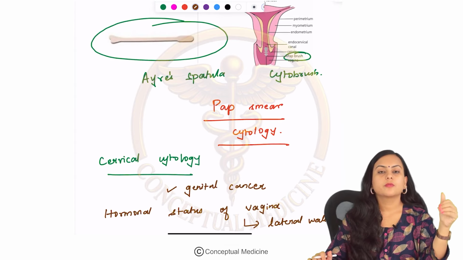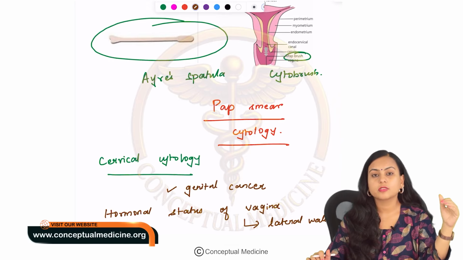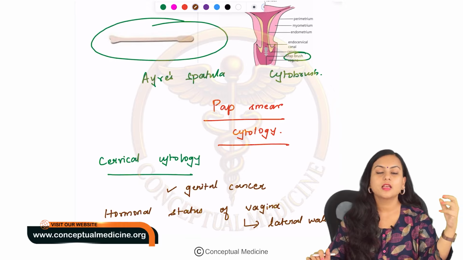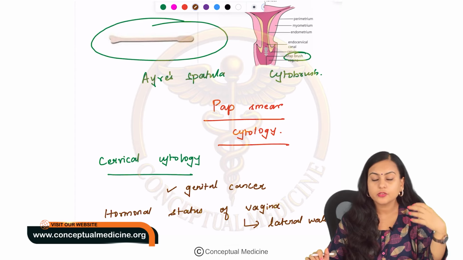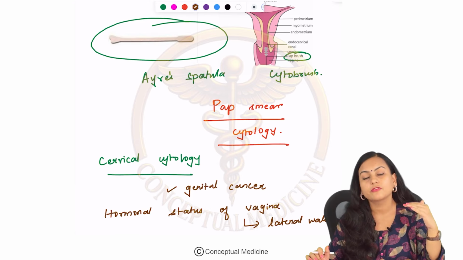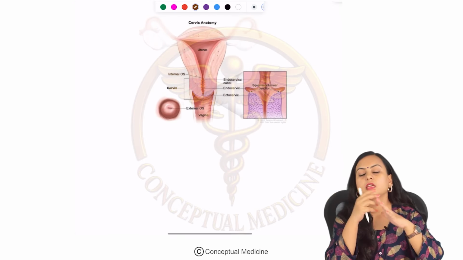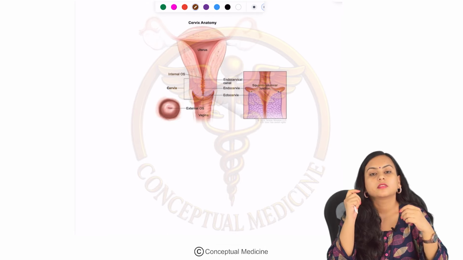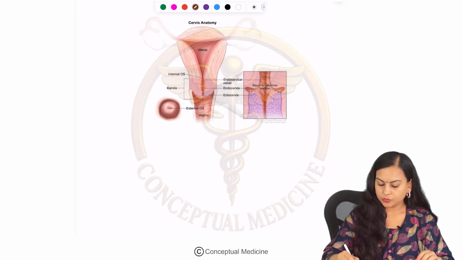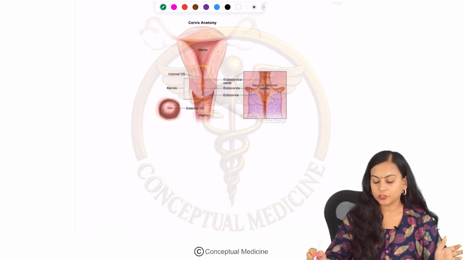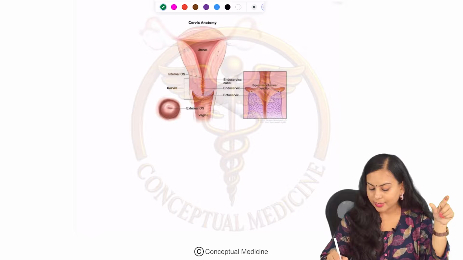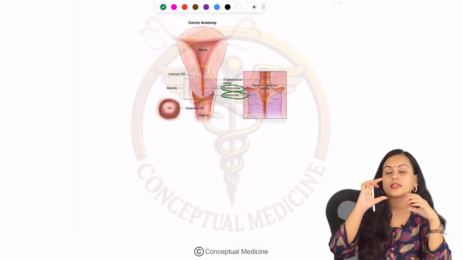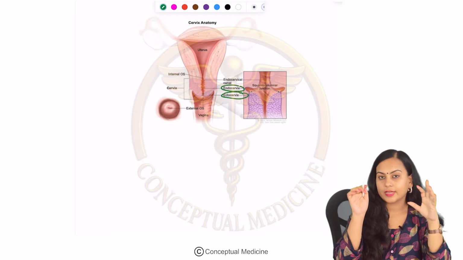Previously a wooden spatula was used, but nowadays we are not using a wooden spatula because we are collecting only the superficial cells, and they can enter into the micropores of the wood. So nowadays our spatula is made up of plastic. Right. Now, Ayre's spatula is used to take a smear from the squamocolumnar junction, whereas the cytobrush is used to take a specimen from the endocervical canal. Okay. So, before that you should know the squamocolumnar junction. In the cervix, you have the ectocervix that is present outside, and you have the endocervix, and between the ectocervix and endocervix, you have the endocervical canal.